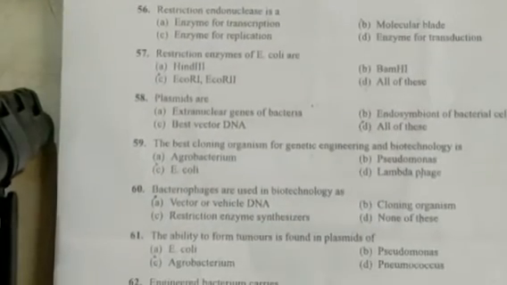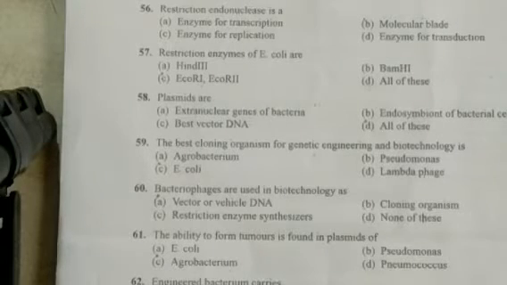Clear? Next, restriction endonuclease is A, enzyme for transcription, he says, no. B, molecular blade, fine. C, enzyme for replication, no. D, enzyme for transduction.